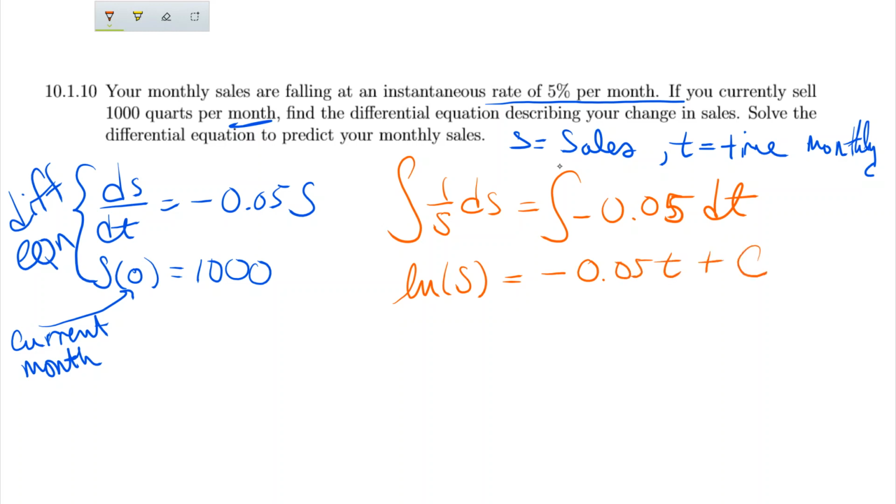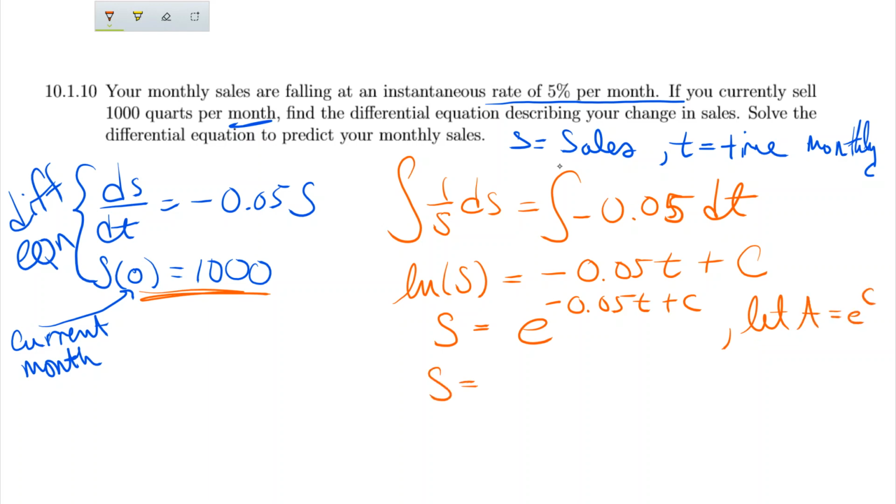Cool. Let's exponentiate both sides, or rewrite this as an exponential. So on this side, I'm just going to end up with S, and on this side, I'm going to have e to the negative 0.05 t plus c. I'm going to change this with the whole A thing that we've been doing this whole time, and you'll see why that helps when it comes to using the initial value. So let A be e to the c. So then now my S equation is A e to the negative 0.05 t.